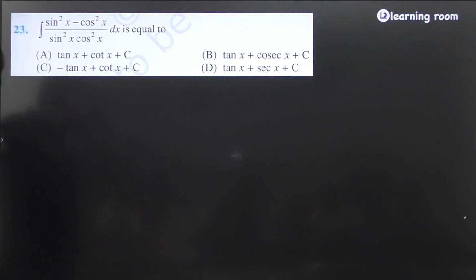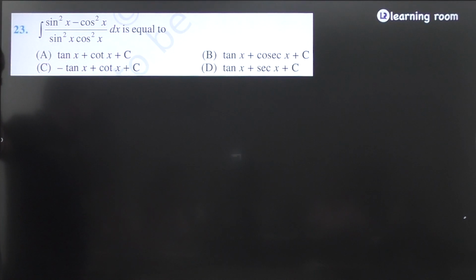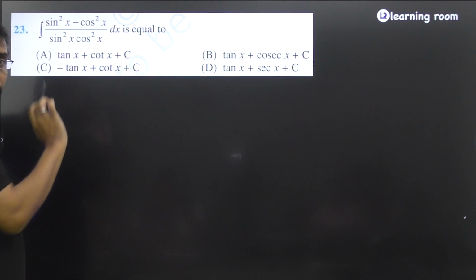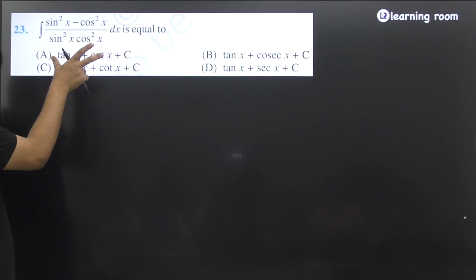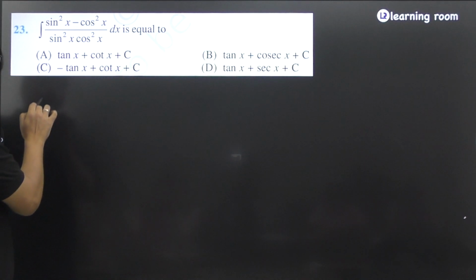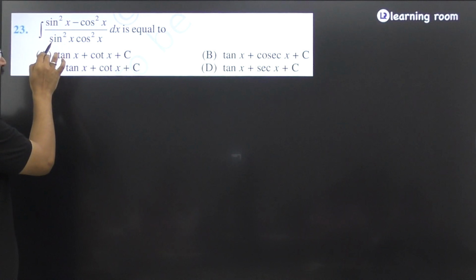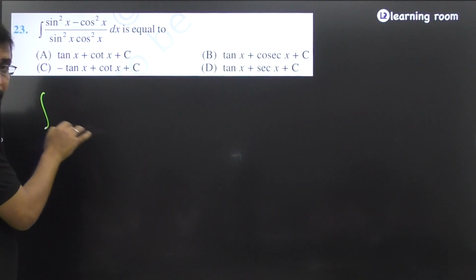So 23rd question, integral of sin square x minus cos square x by sin square x into cos square x. So if you observe, the power in the numerator and the denominator are same. So what you do is spread the sin square x into cos square x in the denominator to each term in the numerator. When you do that, you will get integral of sin square x by sin square x into cos square x. So you will have 1 by cos square x.